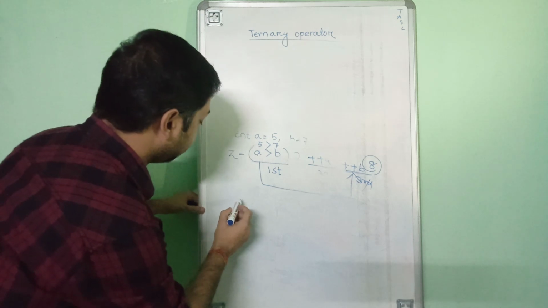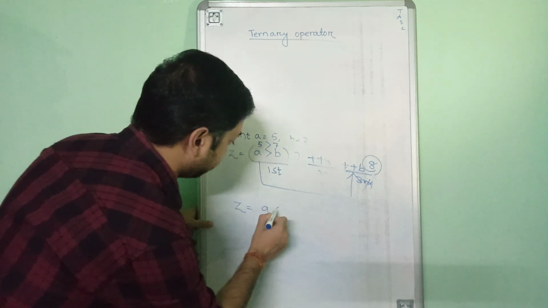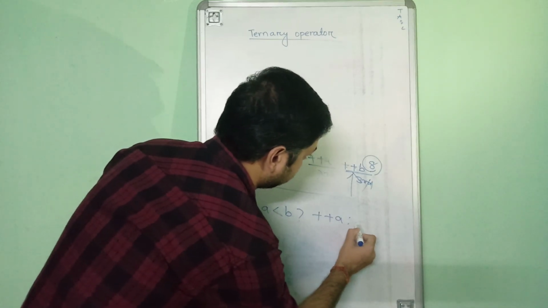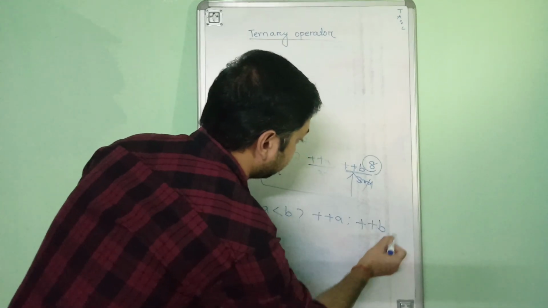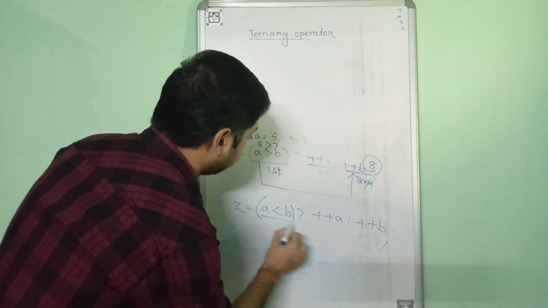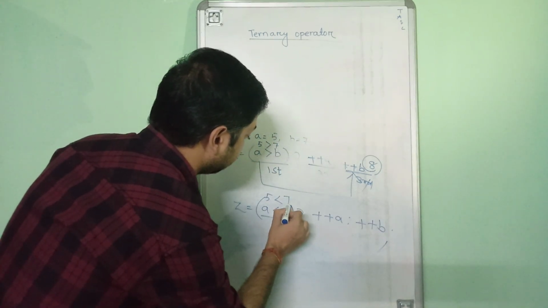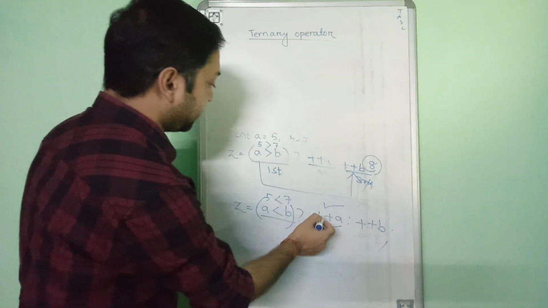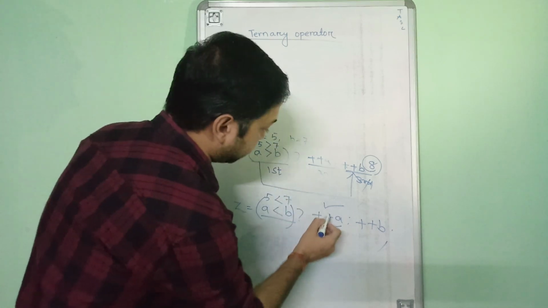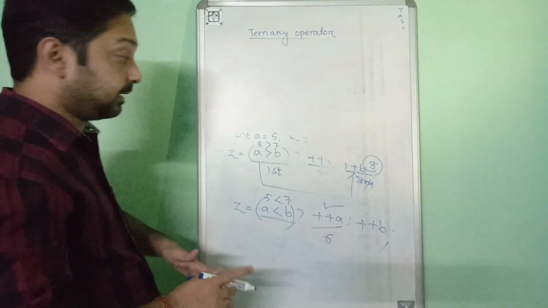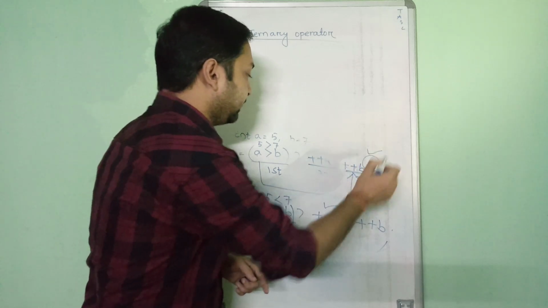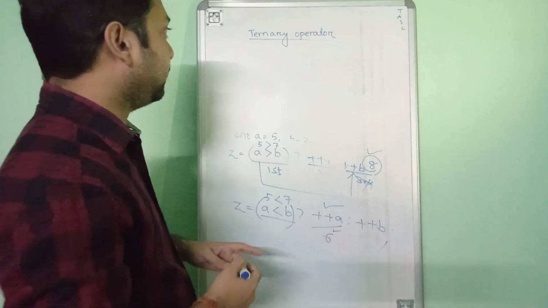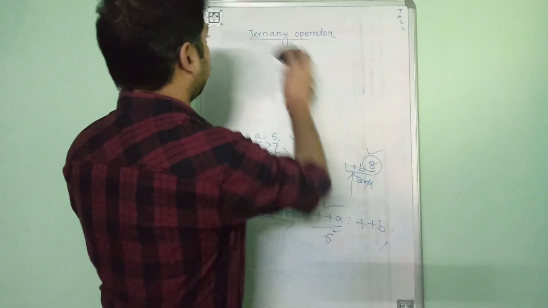Again let me write here a less than b question mark ++a colon ++b. Same thing will happen here. First part needs to be evaluated, a less than b, that is 5 less than 7. True. True means the second part will execute, ++a. ++a means 5 plus 1, that is 6. So let us see the difference. In the first case output is 8. In the second case output is 6. So that is the simple ternary or conditional operator.